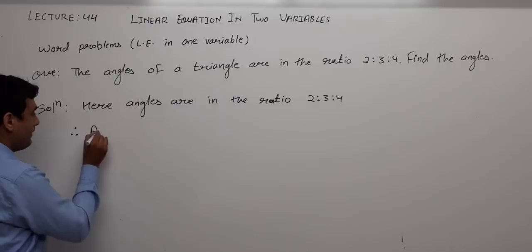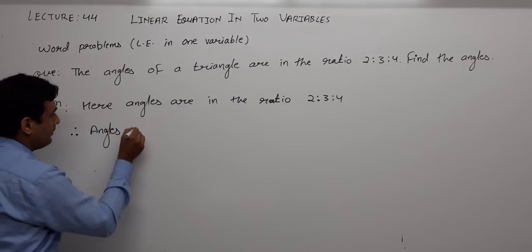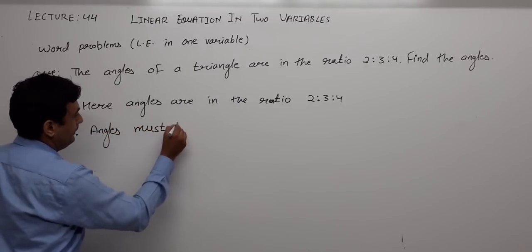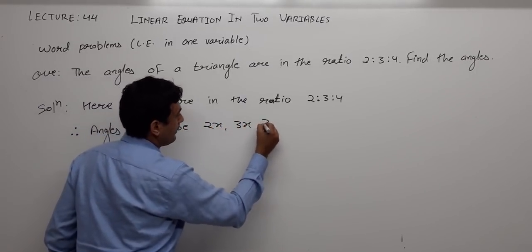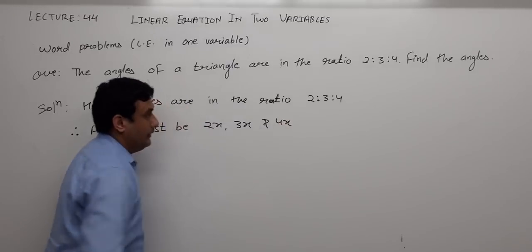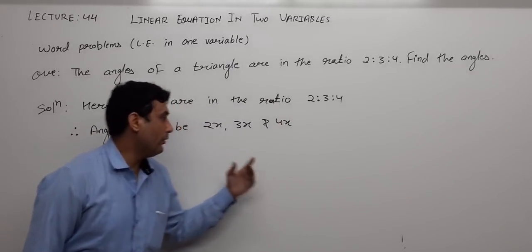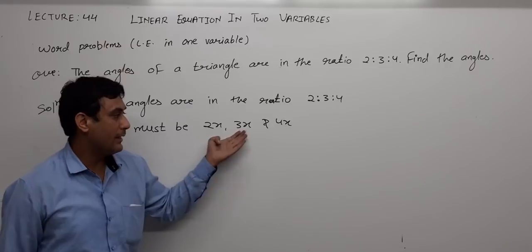Therefore, angles must be 2x, 3x, and 4x. That you should understand. The ratio is 2:3:4, so we will say the angles are 2x, 3x, and 4x.